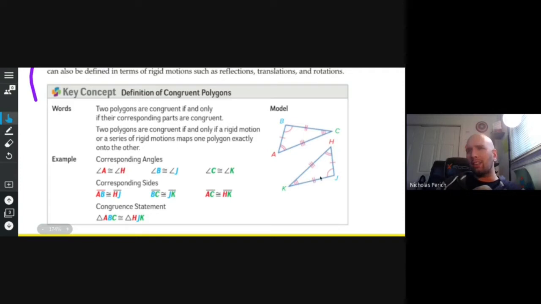See how JK has a double line here? See how BC has a double line there? That means they're congruent. That means they correspond, okay?